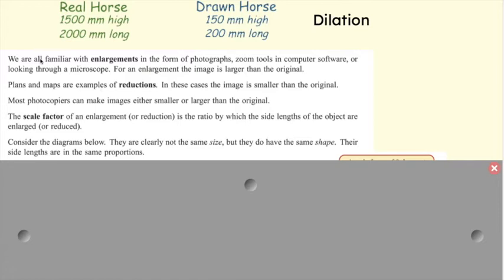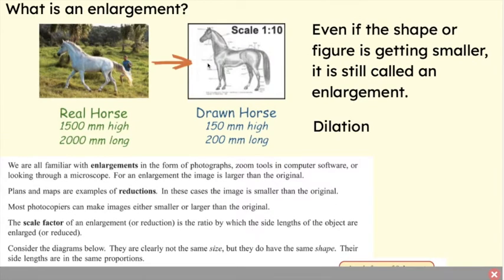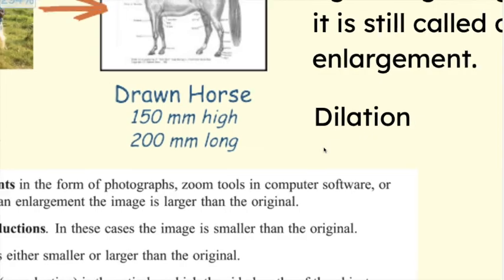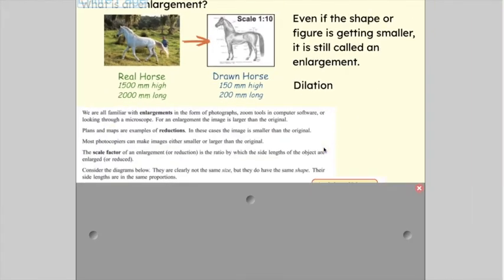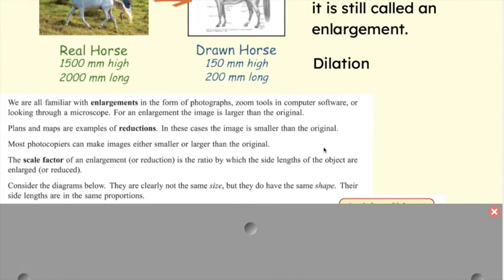We are familiar with enlargements in the forms of photographs, zoom tools and computer software. We can go in, we can go out, or looking through a microscope. For an enlargement, the image is larger than the original.